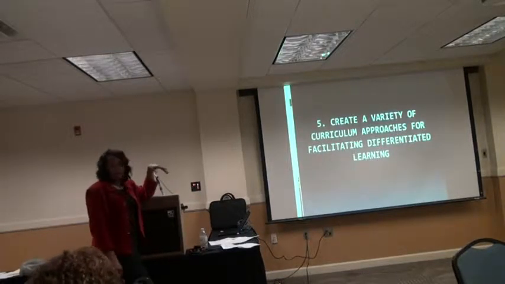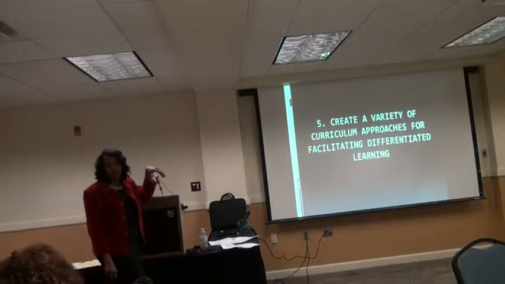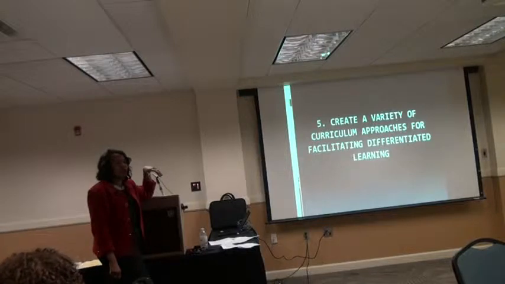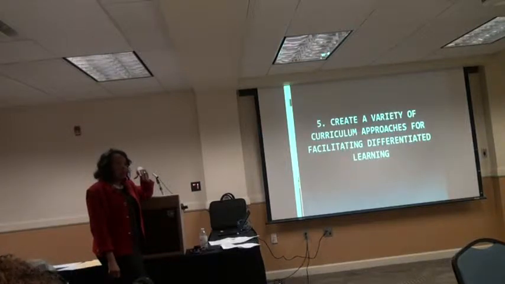All right, number 5, pull out your sheet. What do you need to put on the 5th one if you haven't done it already? Have you all been writing? Variety of curriculum approaches for differentiated learning. All right. So, do you already have, what's number 1? Creative climate for learning. And what's one thing you can do? Just shout it out.